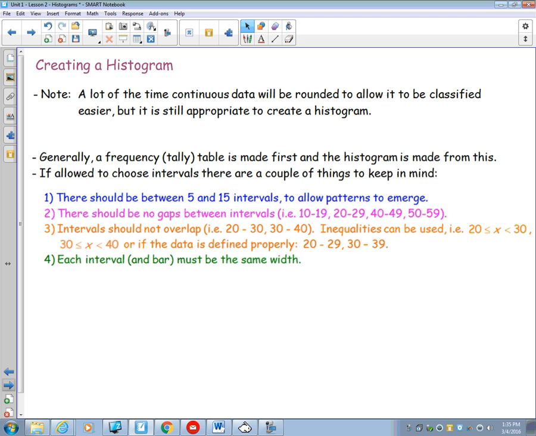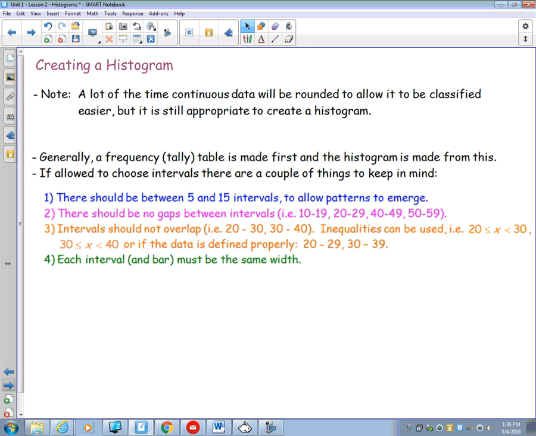Rule number one, you never have more than 15 intervals. You have to have at least 5, so between 5 and 15. How big those intervals are is up to you. They could be intervals of 10, 20, 100, but we want between 5 and 15. That way we can look for patterns, maybe the modal class or maybe outliers.